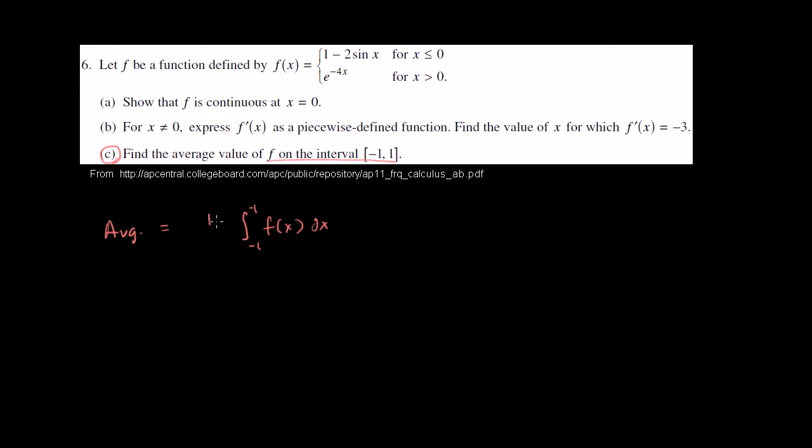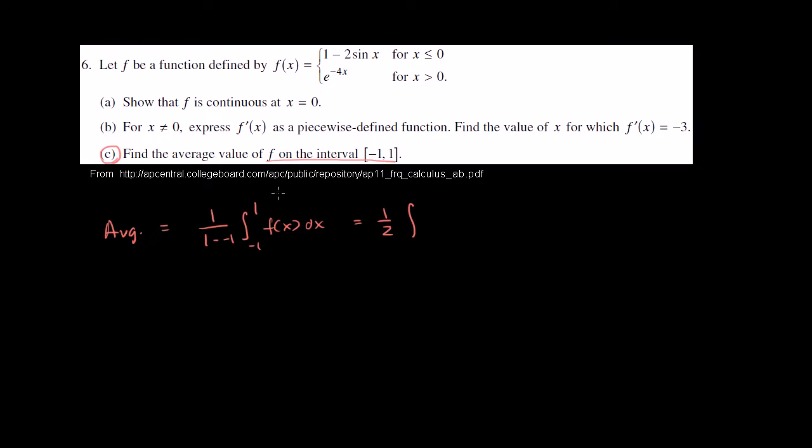So divided by, sorry, this is from -1 to 1. -1 to 1 f of x dx divided by our change in x. And our change in x is 1 minus -1. So this is going to be equal to 1/2 times the integral. And here, f of x is piecewise defined.